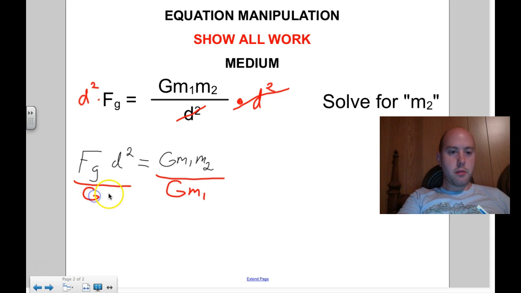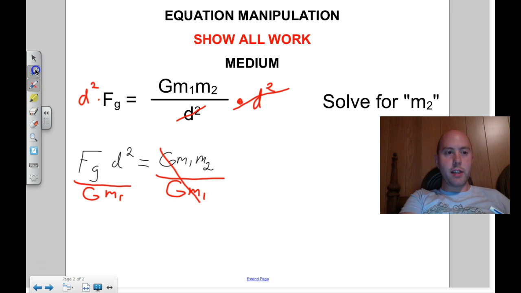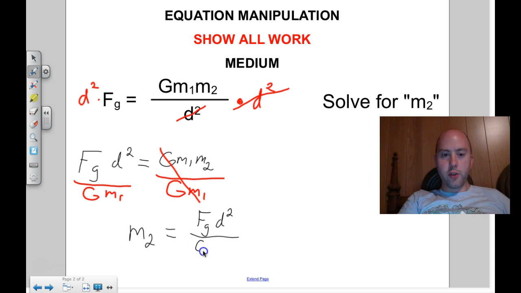Big G, mass 1. So over here, since I have a big G and mass 1, these will all cancel, and I'll leave m2 by itself. And that will give me a final answer, if I just wanted to solve for mass 2: mass 2 equals the force of gravity times the distance squared divided by the universal constant of gravity times mass 1. And there is my answer.